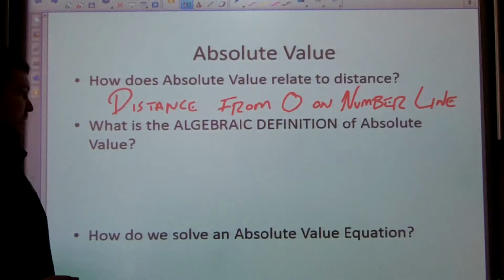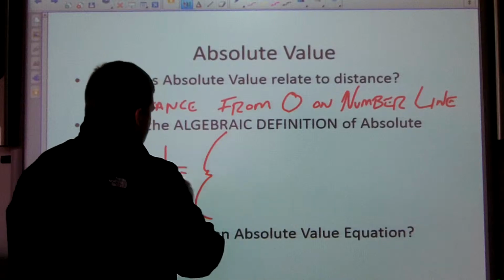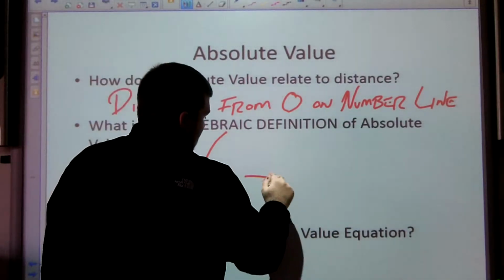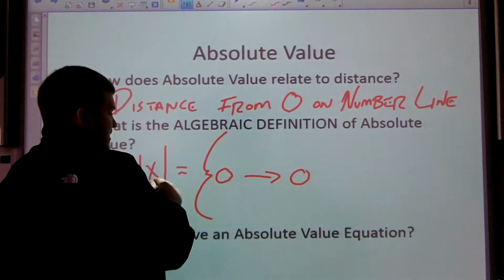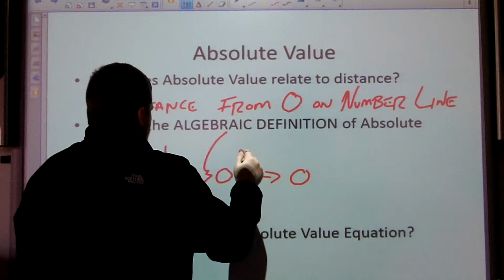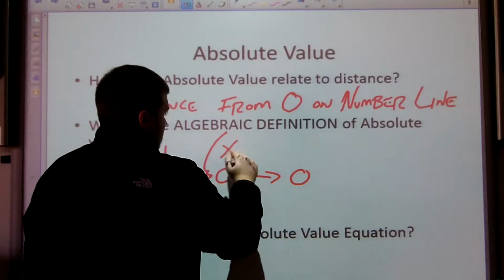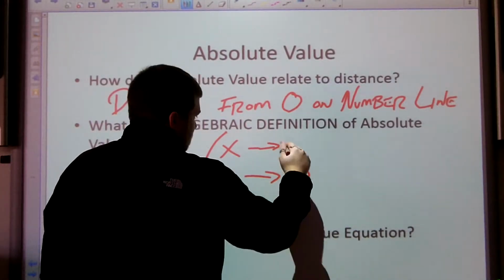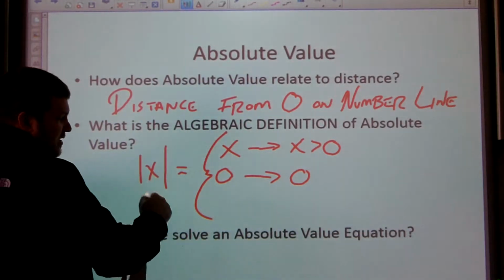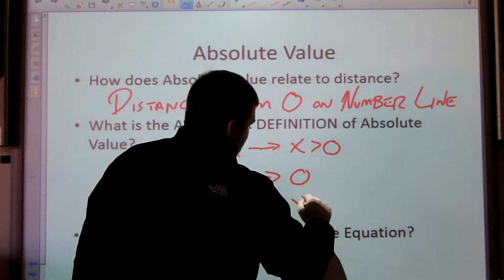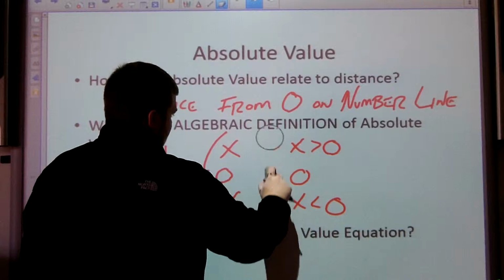And then what's the algebraic definition? All right, well, we have the absolute value of x. That's got three pieces. So let's say x is 0. Then the absolute value of x is equal to 0. If x is equal to a positive number, then it's just going to be x. And then finally, if x is negative, it's going to be negative x. So if x is less than 0. And these arrows should really be ifs. Sorry, excuse me there.